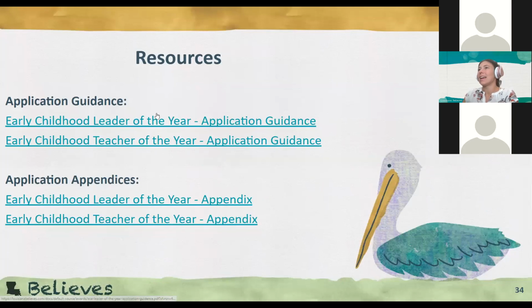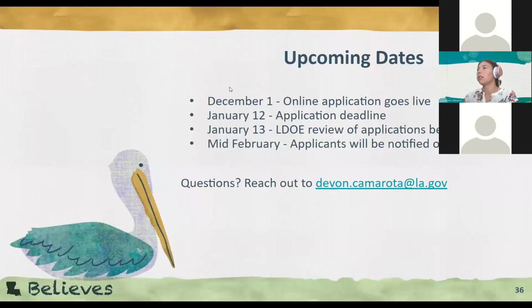Alrighty, and the application guidance, as I've mentioned before, all four of these links can be found on the awards page under the Early Childhood Teacher and Leader of the Year resources. So lastly, the upcoming dates: December 1st was when the online application went live. January 12th is the application deadline. January 13th is when the department will start reviewing applications. And by mid-February, applicants will be notified of next steps. So there will be a little bit of a waiting period, but you will know that your application has been received once you officially submit it.